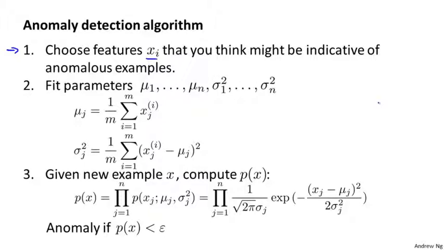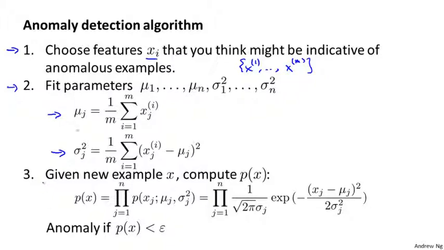But more generally, just try to choose features that describe general properties of the things that you're collecting data on. Next, given a training set of m unlabeled examples, x1 through xm, we then fit the parameters mu1 through mu n and sigma squared 1 through sigma squared n. These are formulas similar to the formulas we had in the previous video that we're going to use to estimate each of these parameters.